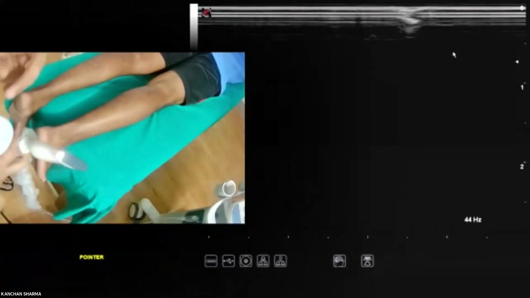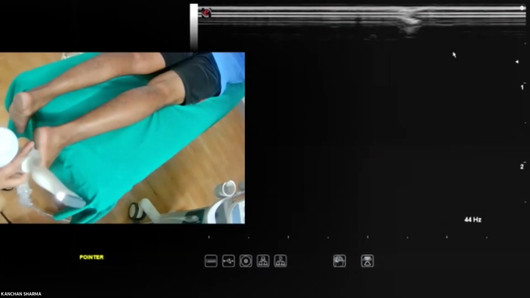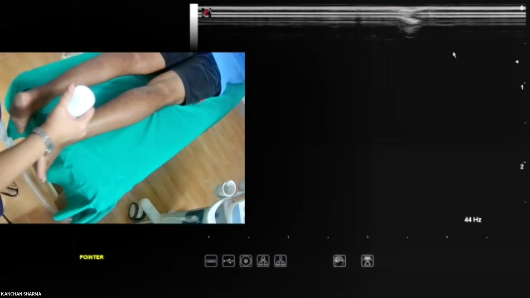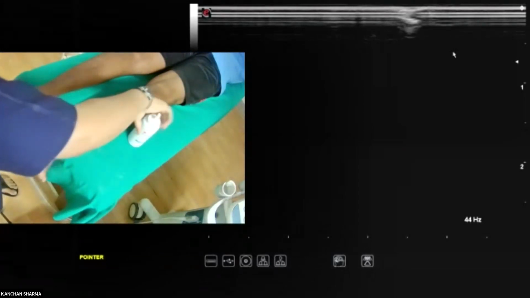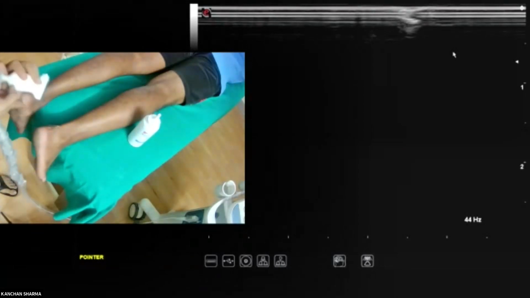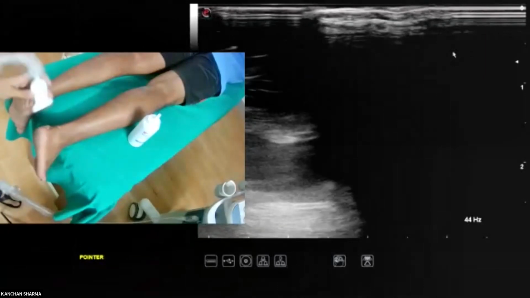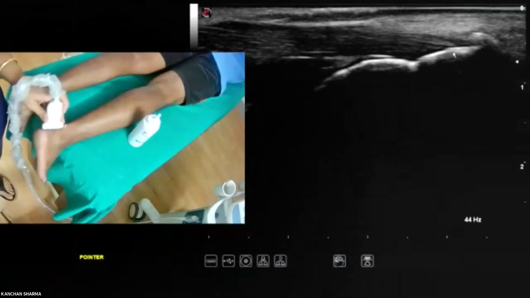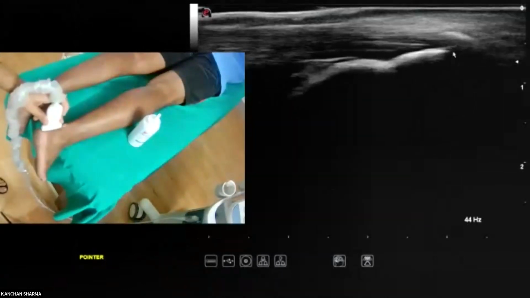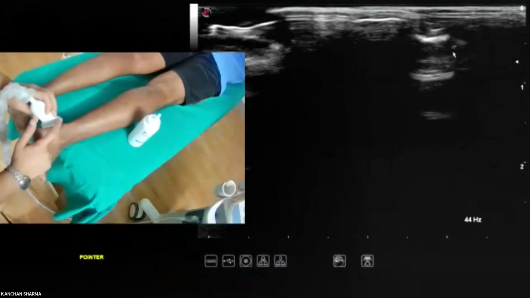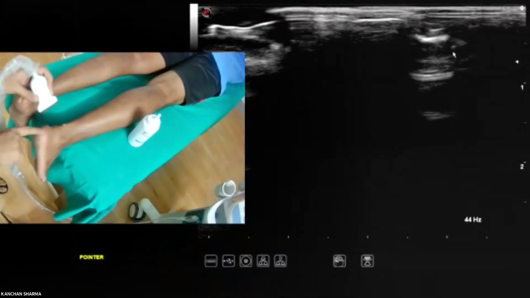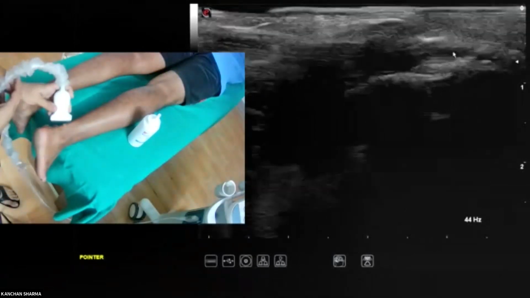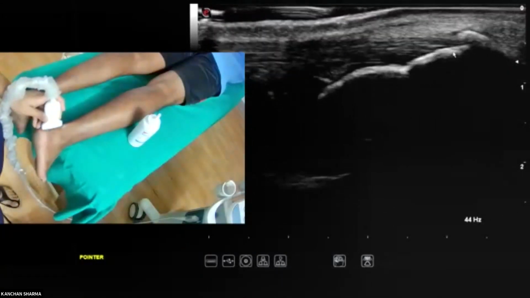Let me freeze it. The probe frequency is again 13 hertz, because it's very superficial. My depth, as you can see, is 2 centimeter. The probe is in the longitudinal axis. This is the aspect marker, which will be towards the patient side. First thing, this is the cranial side and that is the caudal side. On the caudal side you should have a bone, and on the cranial side you should have your tendon. So on the caudal side, try to look for a hyperechoic structure.